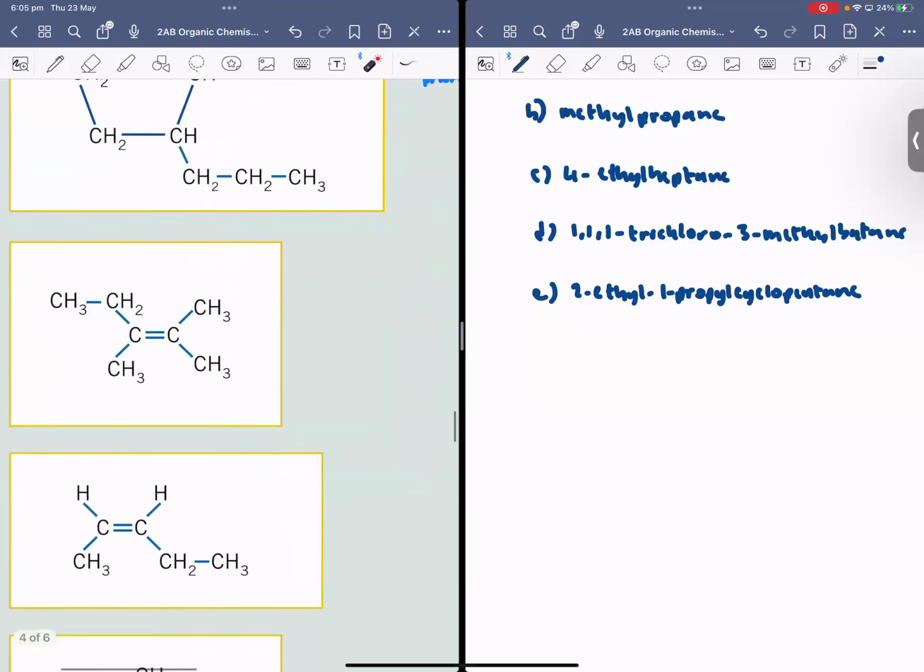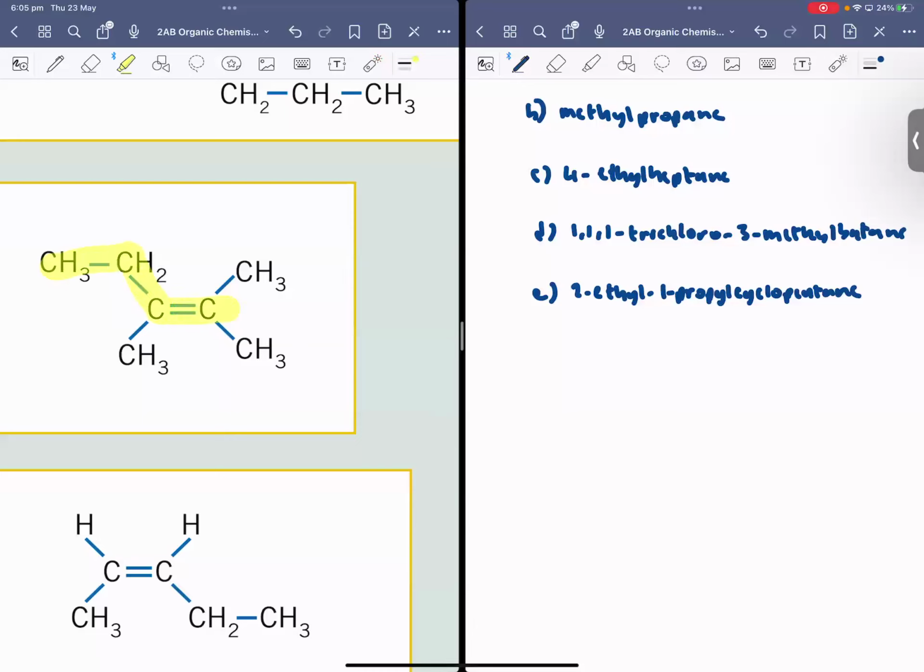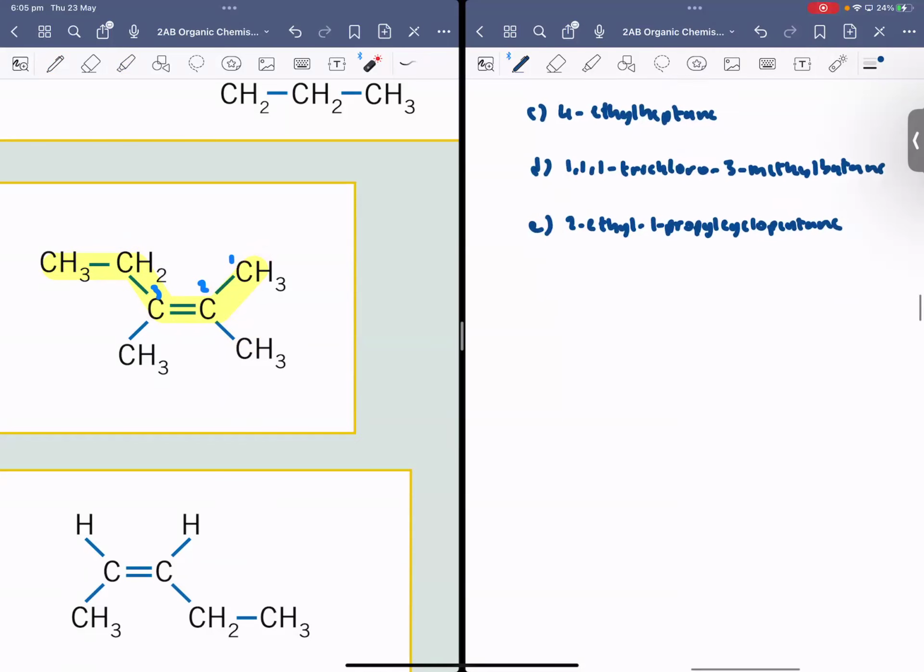Next one. You need to find the largest chain that includes the double bond. You must include the double bond. 1, 2, 3, 4, 5. So that's pent. We start counting this way, 1, 2, 3. We have to start counting this way so that the double bond gets the lowest number. So this is 2,3-dimethylpent-2-ene.